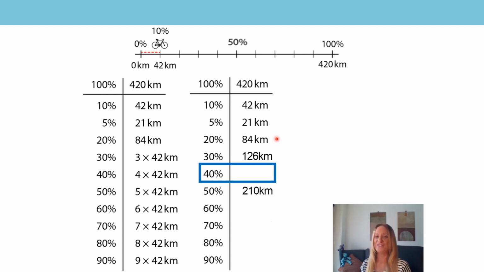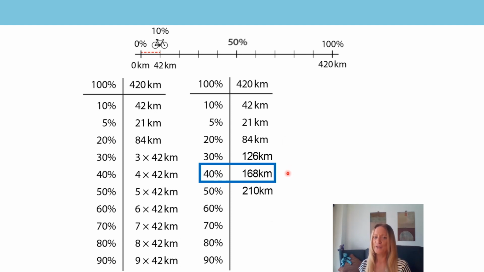What about 40%? How could I use the known facts in my table to help find 40%? I can hear you saying double 20%, because if I've got 20% here and I double it, so I add another 20%, that's where 40% is. It's just under 50%, isn't it? But if I double 20%, is that easy to double? Double 80, 160, double 4, 8. That's nice and easy, isn't it?